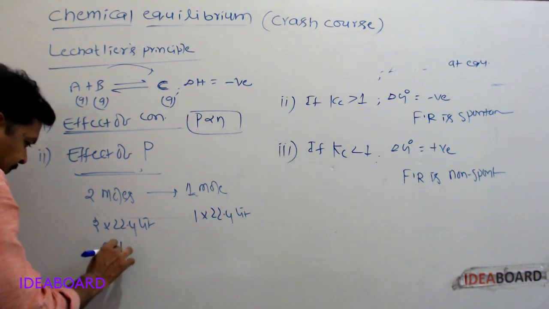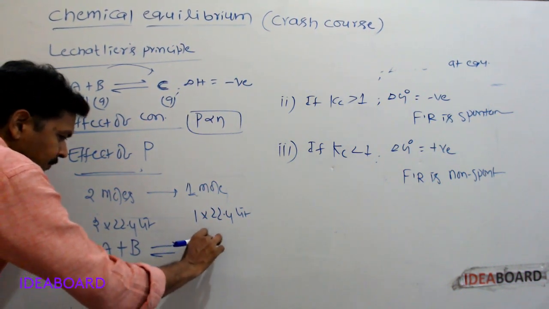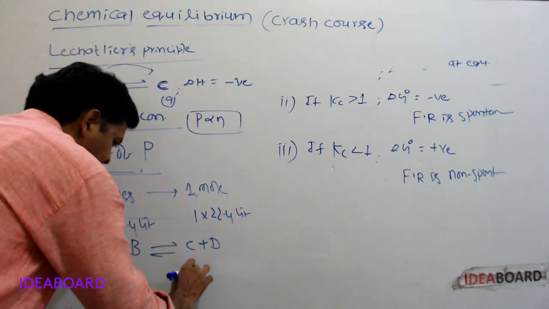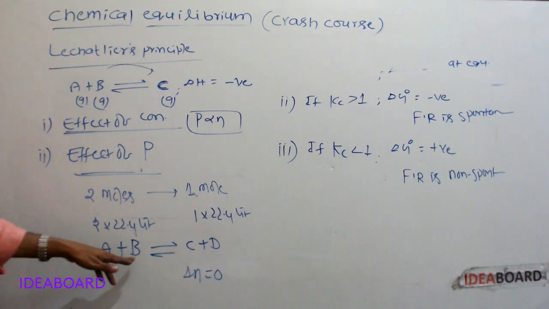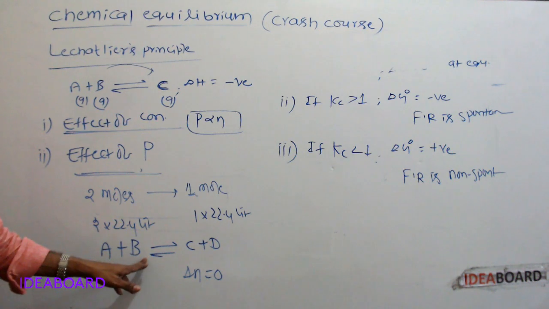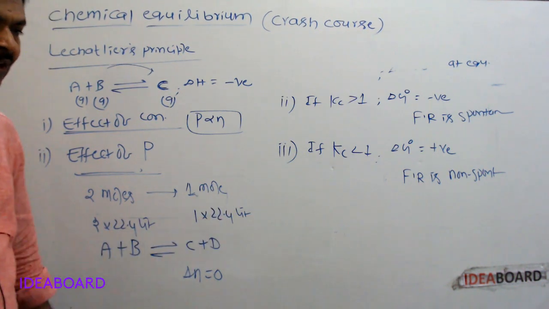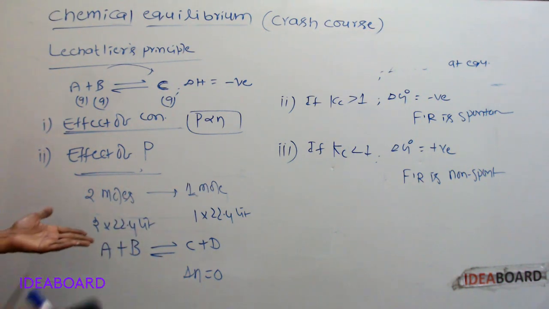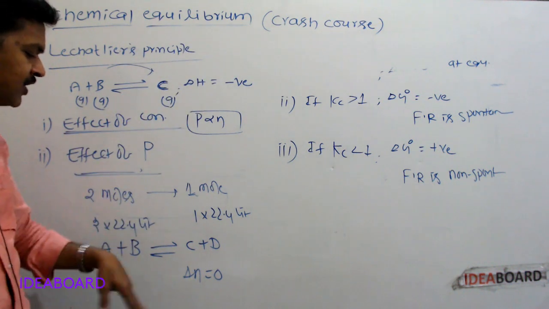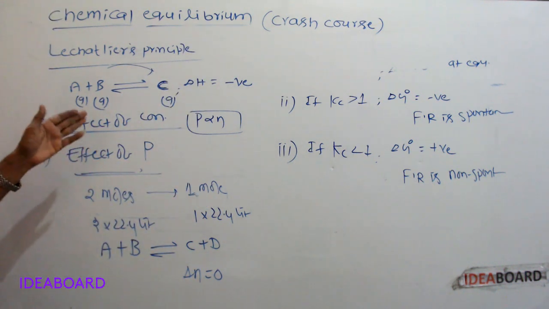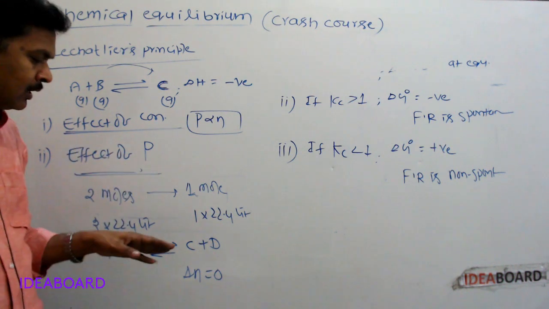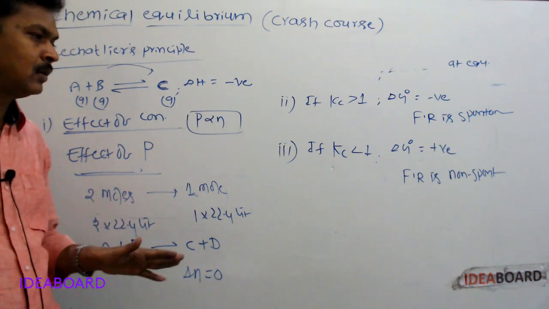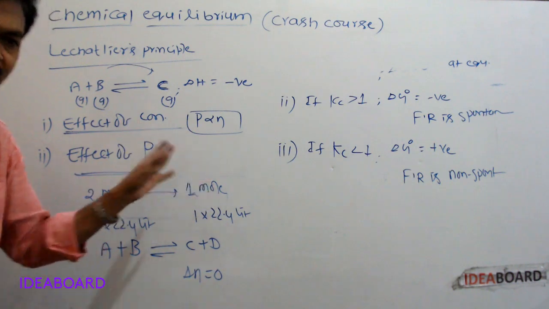Suppose we take this reaction, A plus B gives rise to C plus D. Let us assume all are gases. For this reaction, delta N is 0. 1 mole plus 1 mole, total 2 moles of reactants gives rise to 2 moles of products, delta N is 0. So here pressure has no effect. According to this principle, if pressure increases, then equilibrium shifts in the direction in which there is a decreasing of pressure, that is a decreasing of number of moles. Here 2 moles on both sides, so pressure has no effect.